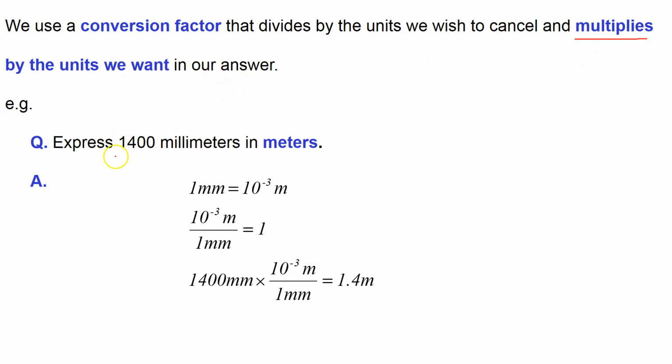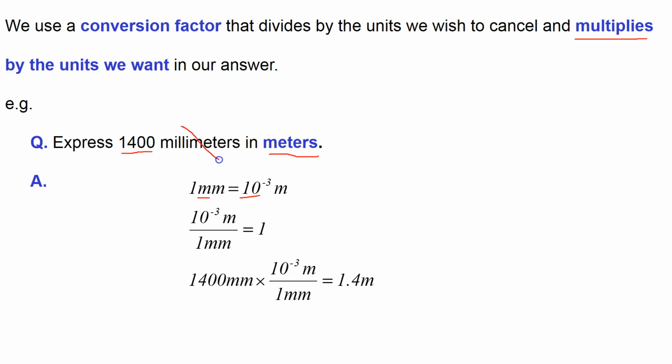So here's a real simple example of a metric to metric conversion. It says express 1400 millimeters in meters. So the first thing I do is I begin with writing the equality. And I know that 1 millimeter is equal to 10 to the minus 3 meters. All I'm doing there is replacing the meaning of the prefix milli with the corresponding power of 10. So this is the equality that I'm going to reorganize to use as my conversion factor.